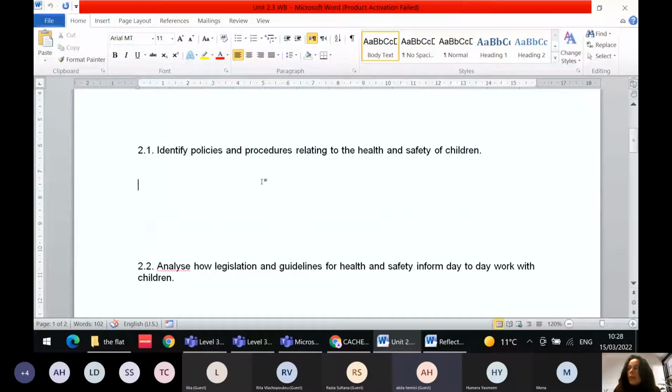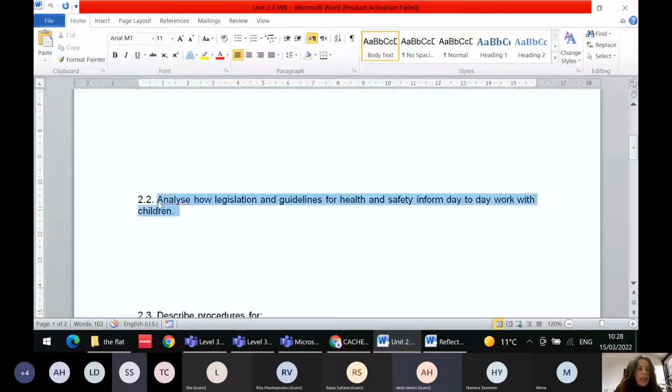And what else can we think of? All the procedures that you have, put them over there. How about this question? Analyze how legislation and guidance for health and safety inform day-to-day work with children. So how legislation and guidance for health and safety inform day-to-day work with children.